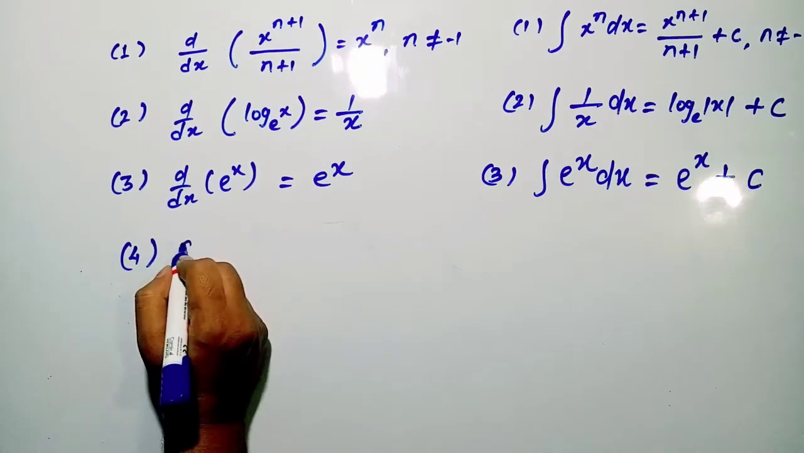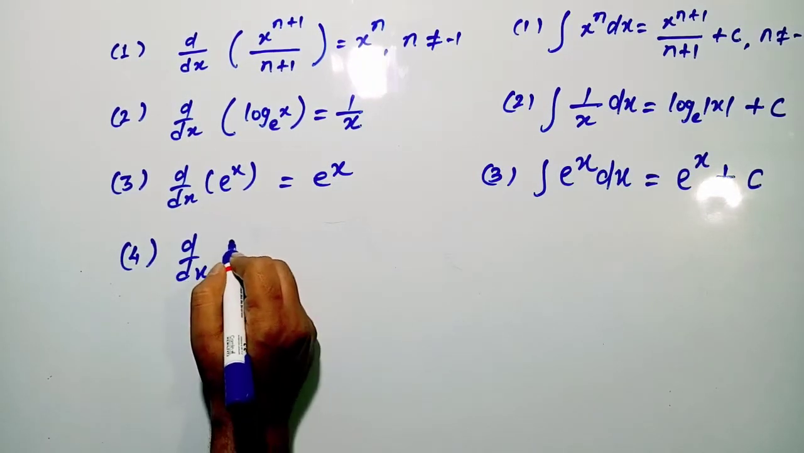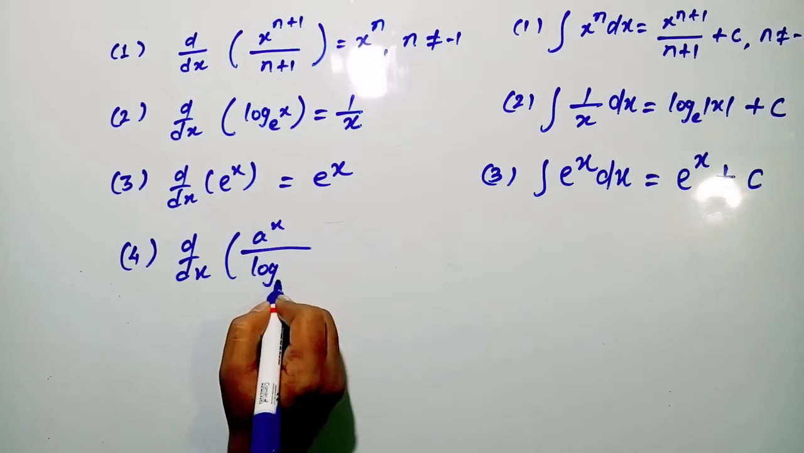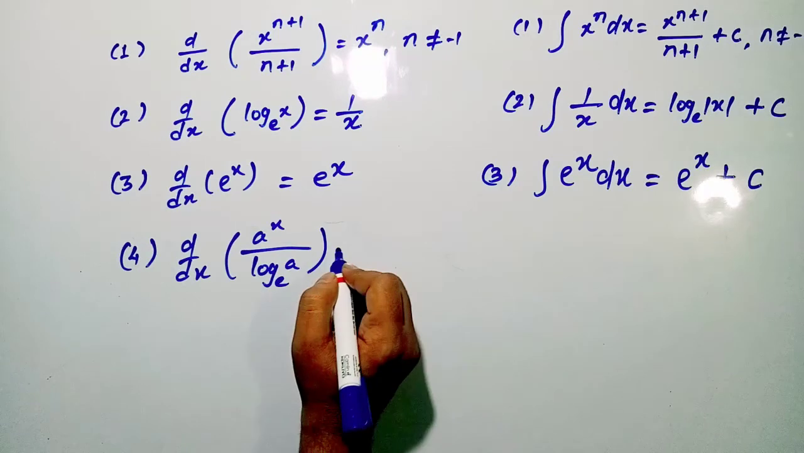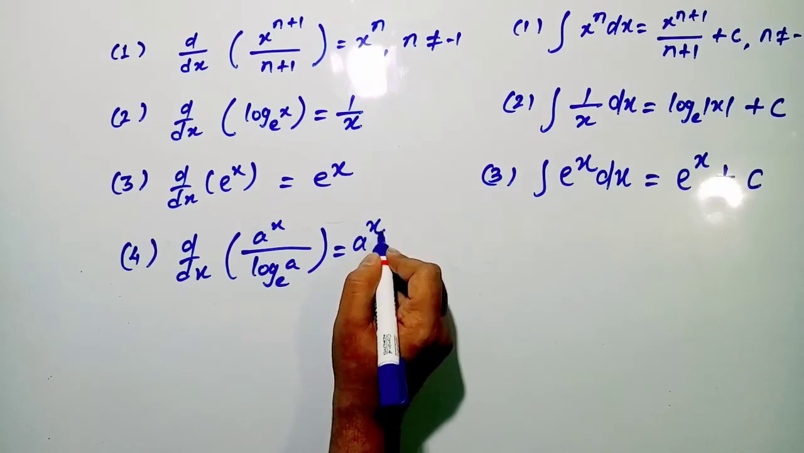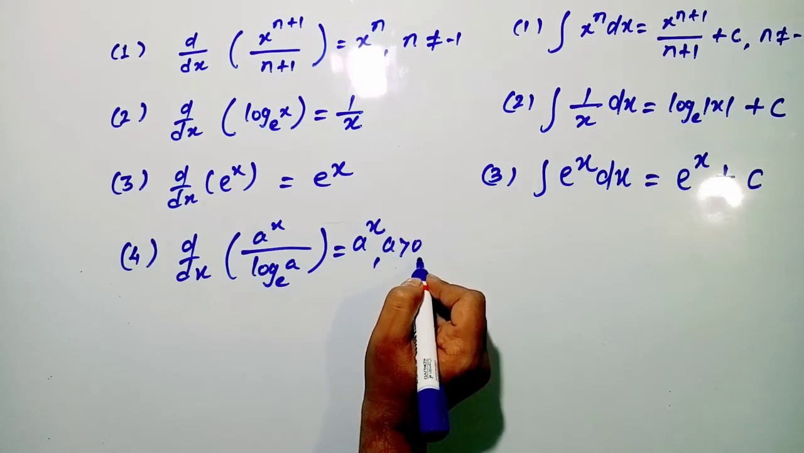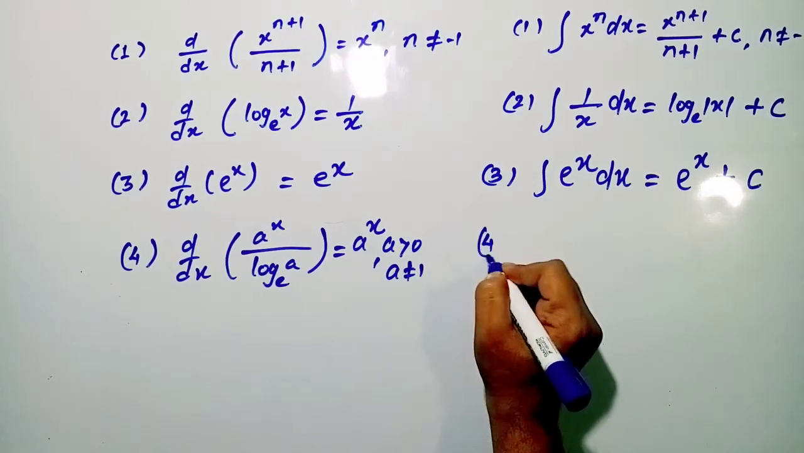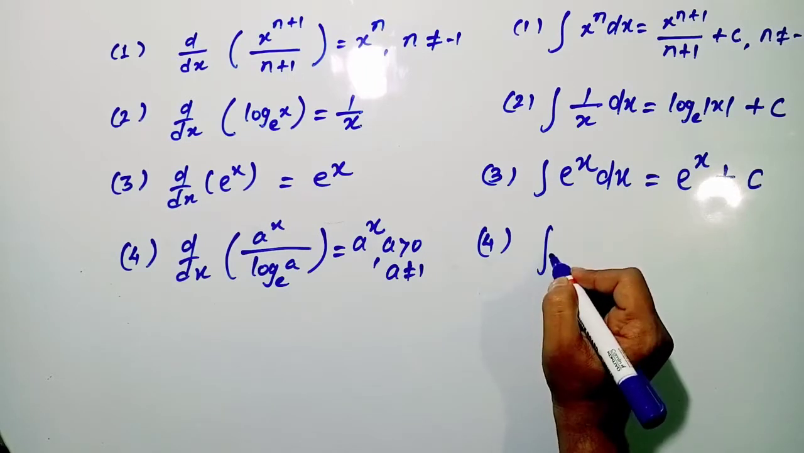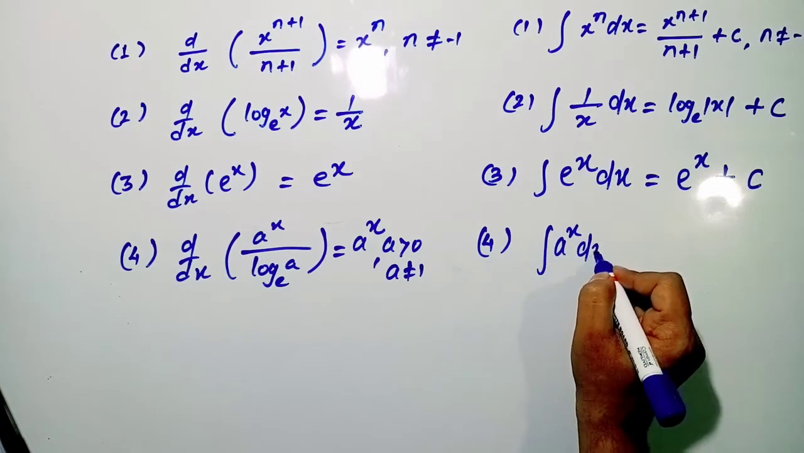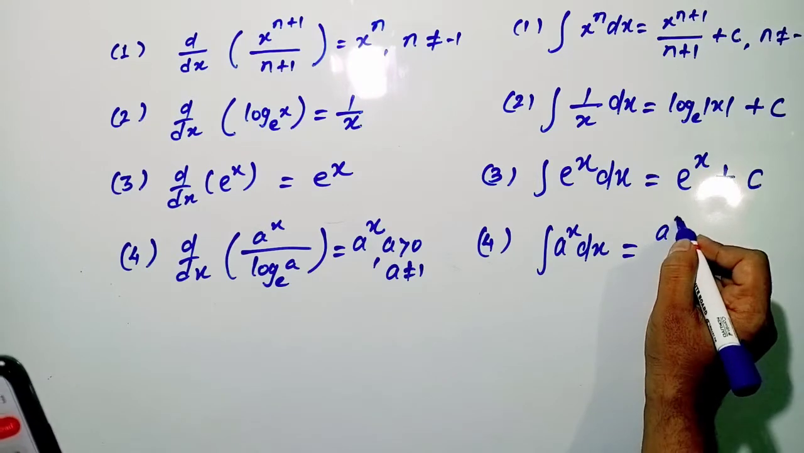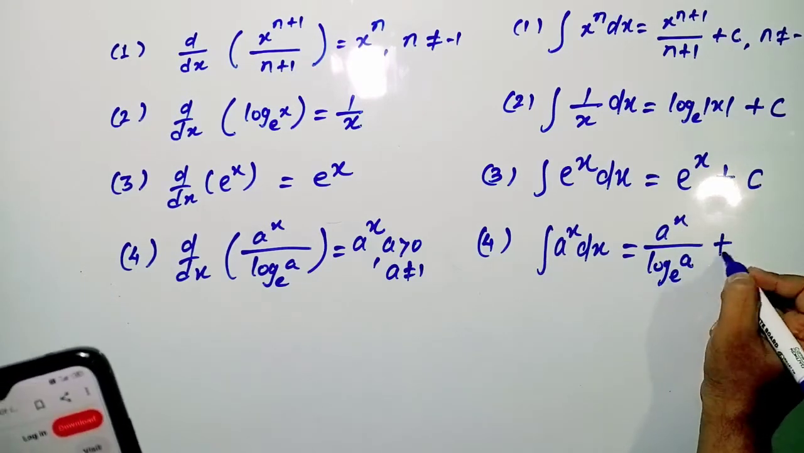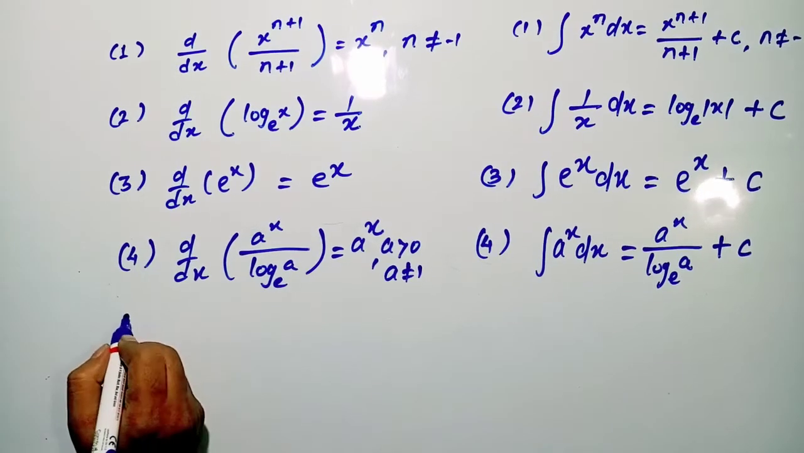Fourth, differentiation of a to the power x divided by log e a is equal to a to the power x, where a is greater than 0 and a is not equal to 1. So the integration of a to the power x dx is a to the power x divided by log e a plus c.